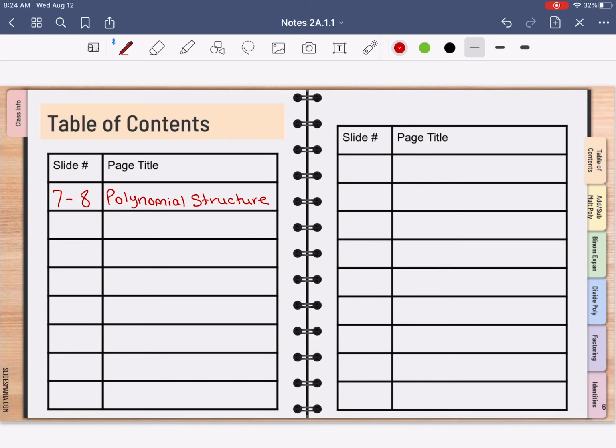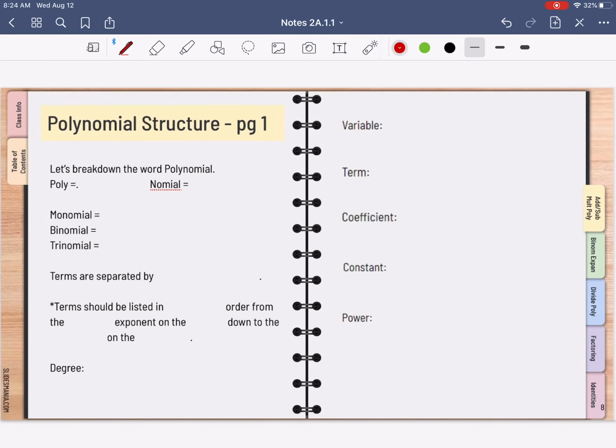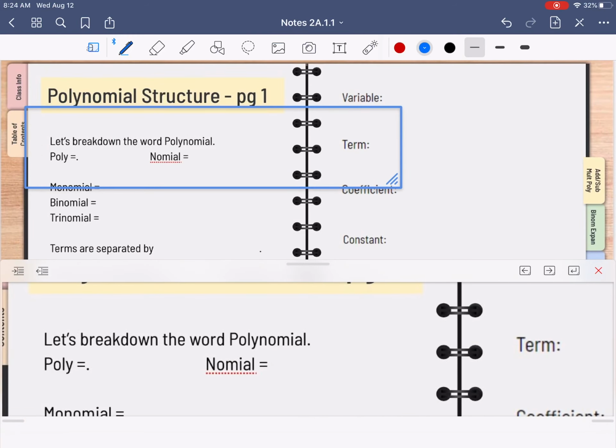We're going to take our notes about polynomial structure. This is all review. On your paper, you should have little blue lines right here. What you're going to do is highlight that blue line and just type over it. The first thing we're going to do is break down the word polynomial. The word polynomial has two parts, poly and nomial. Poly, the prefix, means many, and nomial just means terms. So many terms, that's what the polynomial is.